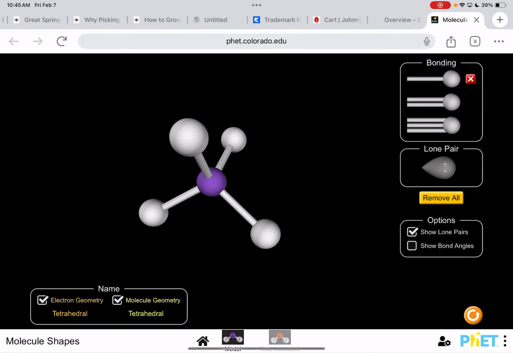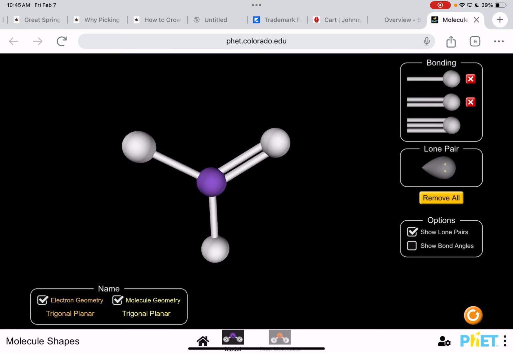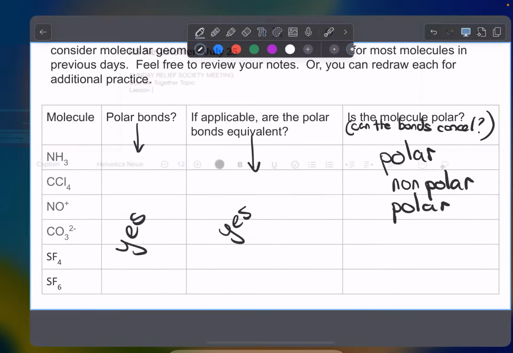CO3 2 minus looks like this. That double bond does not matter as far as are they equivalent because it's not really a double bond. There are 3 resonance structures, so each one of those is like a bond and a third, and so they're actually all equivalent. Also, they're all oxygens, so they all have the equal electronegativity as well. So this would be nonpolar.